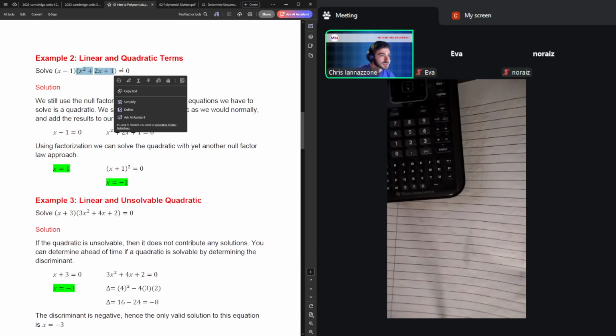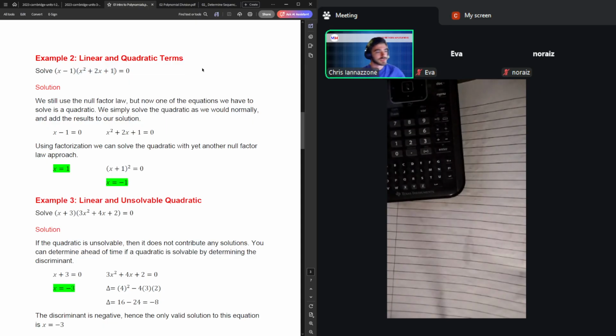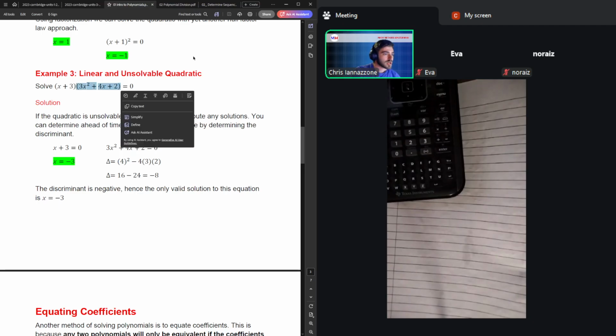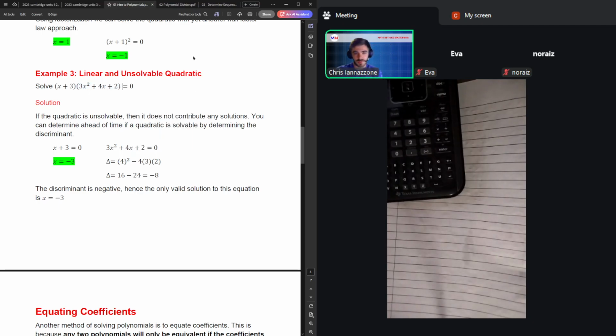Sometimes you might have nonlinear factors in there, like in this case we've got a quadratic. It just means you're going to be solving that the same way you would solve any other quadratic, which in this case I've done either a factorizing approach or completing the square, both of which would get you to this state here. And sometimes that quadratic may or may not even have solutions.